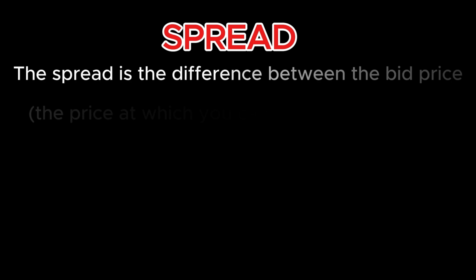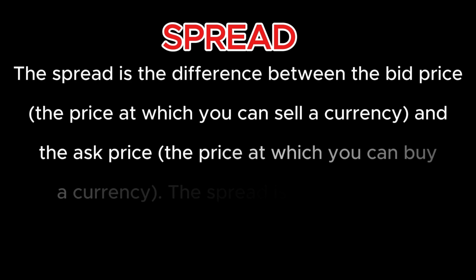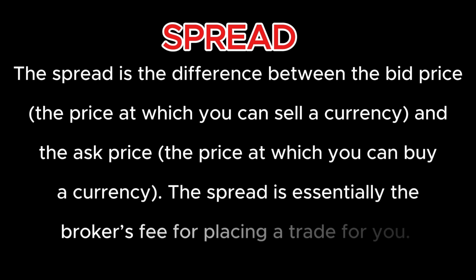In the simplest terms, the spread is the difference between the bid price and the ask price. The bid price is the price at which you can sell a currency, while the ask price is the price at which you can buy a currency. Now, the spread is essentially the broker's fee for facilitating the trade. It's just the fee you pay your broker to put on your trade. That's just spread. So now, instead of charging you a direct fee for each trade, most brokers make enough money through the spread.